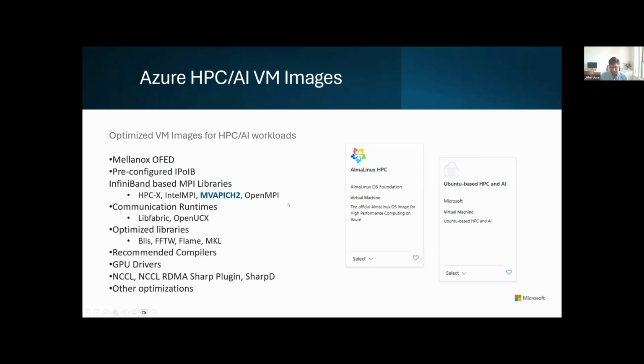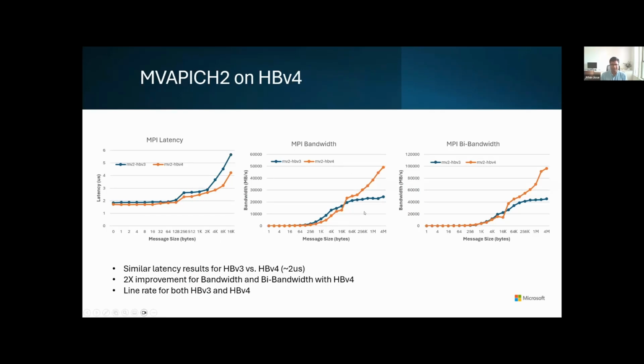So all the performance results that I'm going to share in the next slides are based on the HPC VM images. I'll come to that in a minute.